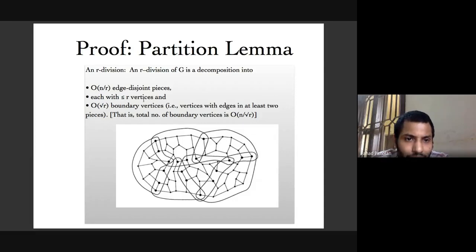Okay? So if you notice, if you delete these boundary vertices, which is order n by square root R, then each connected component will have size at most R. Is that clear?